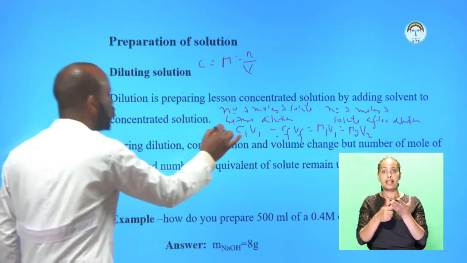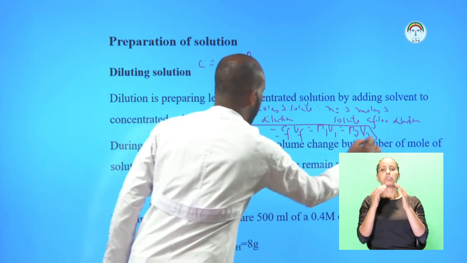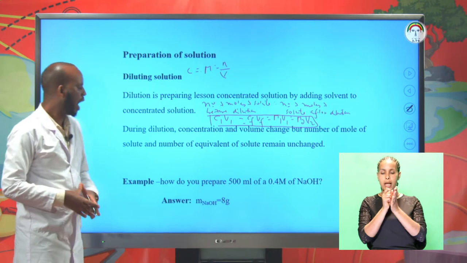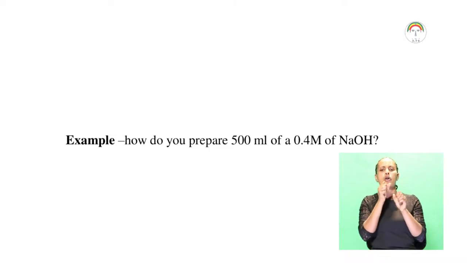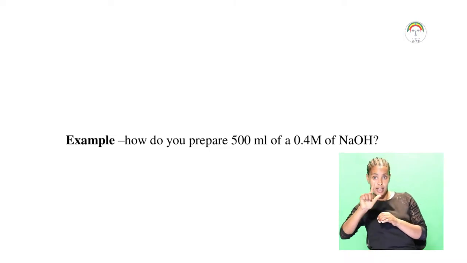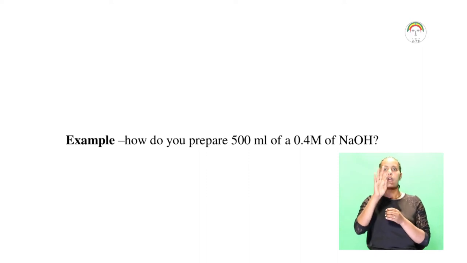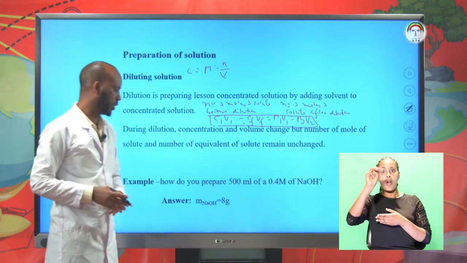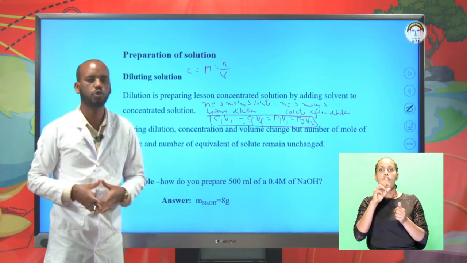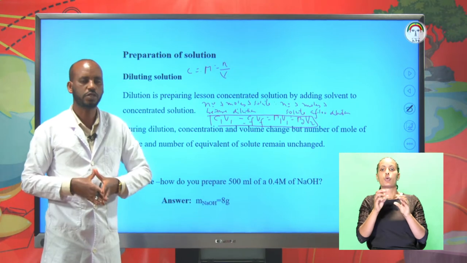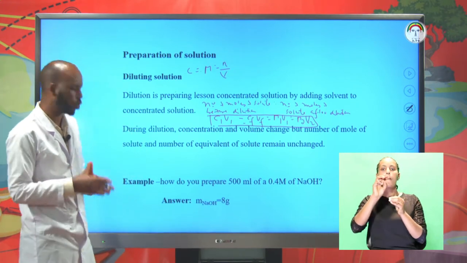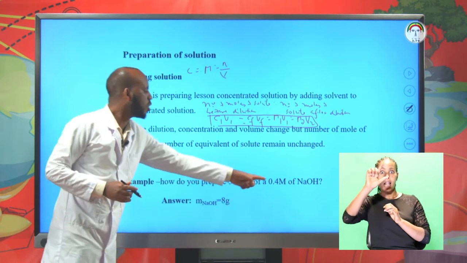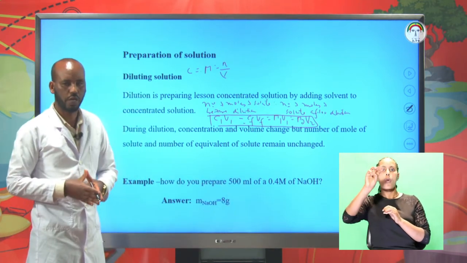This is the dilution equation. Example: how do you prepare 500 milliliters of a 0.4 molar of sodium hydroxide? What is given? Molarity of the solution and volume of the solution is given. You are asked to calculate mass of the solute.